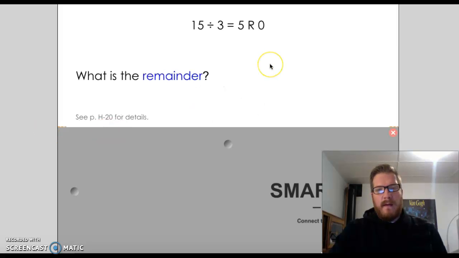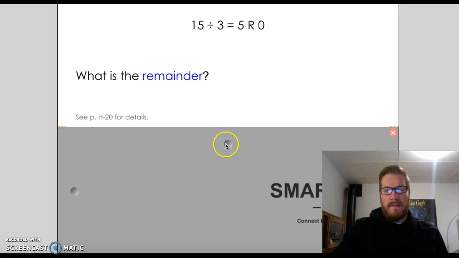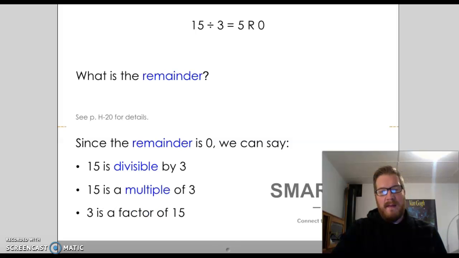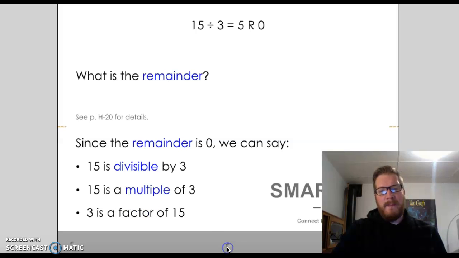So here's where we're going to start. We're going to start with just a review of divisibility and multiples. We see this question here that says 15 divided by 3, which is 5. And the question is, what's the remainder? Well, the remainder is 0. And so since the remainder is 0, we can say these three things: that 15 is divisible by 3, that 15 is a multiple of 3, and that 3 is a factor of 15.